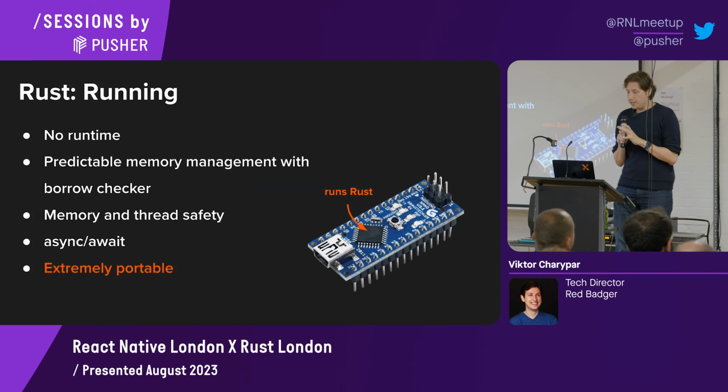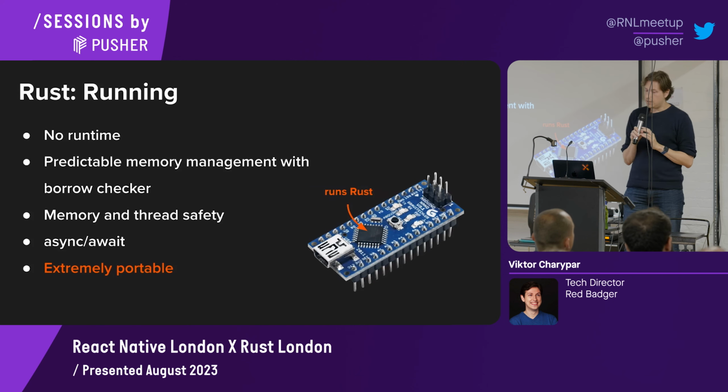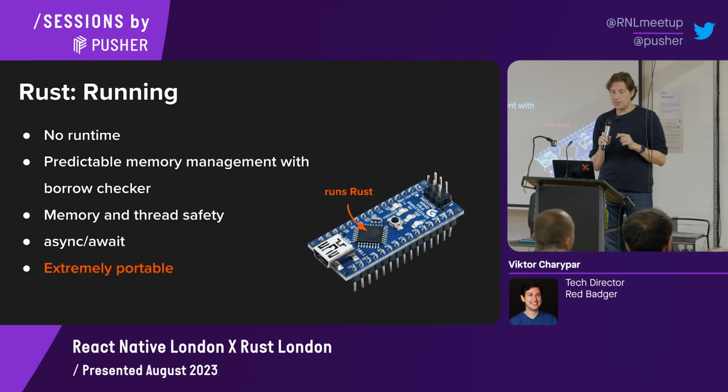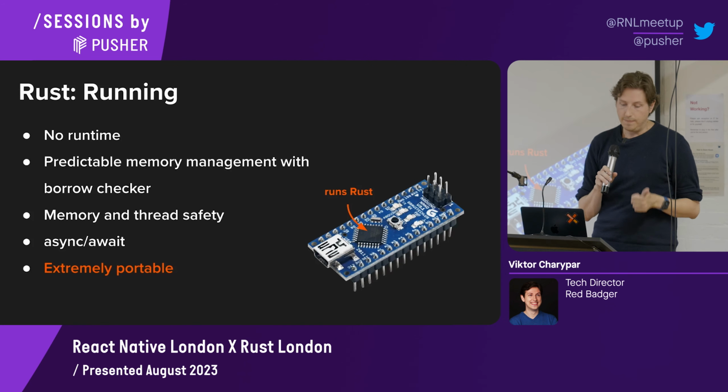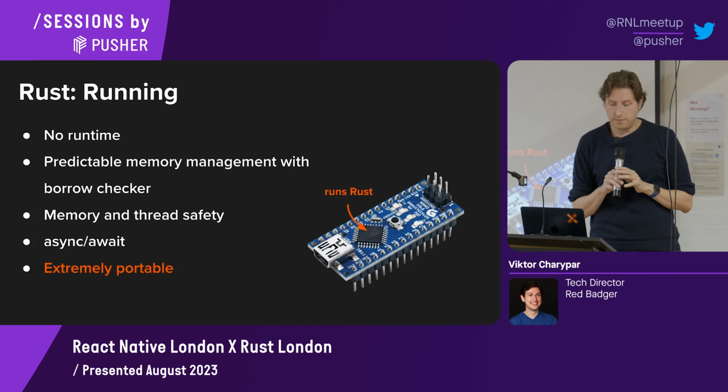Then moving on to running Rust, it's interesting for our purposes because it doesn't have any runtime. It doesn't have a garbage collector. It doesn't have a green thread runtime like Go. It's got a predictable memory management system with a thing called the borrow checker, that brings a lot of memory and thread safety. You can do async await. It's pretty high-level APIs for all this sort of stuff.